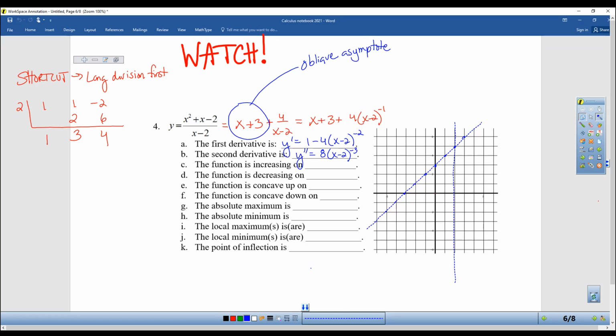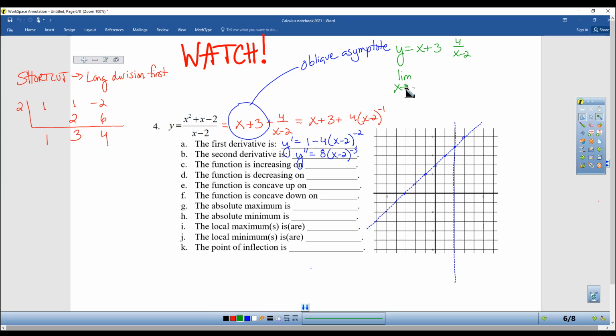Okay. So the other reason I said watch this is I want to take a little break and explain why the asymptote is just the x plus 3. For years, I've told you to just ignore the remainder, but I'm finally going to tell you why now that you're in calculus. And that's because now you've learned limits.